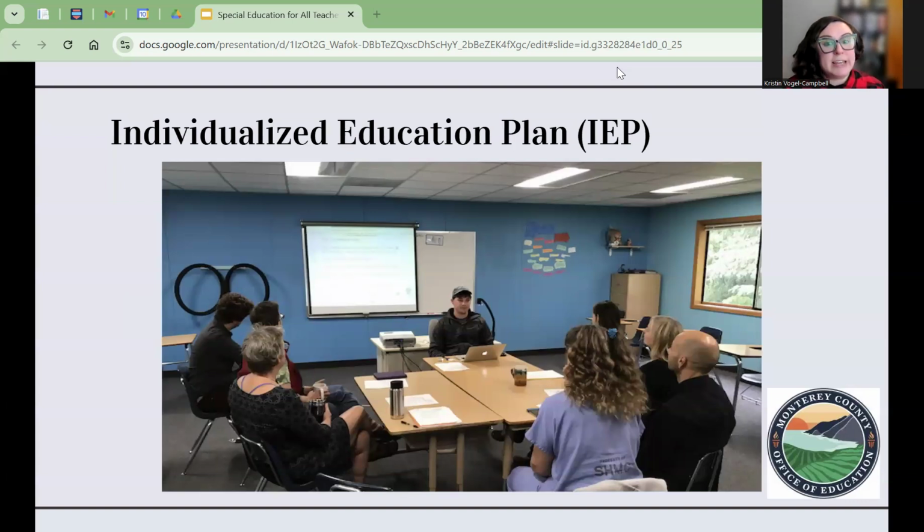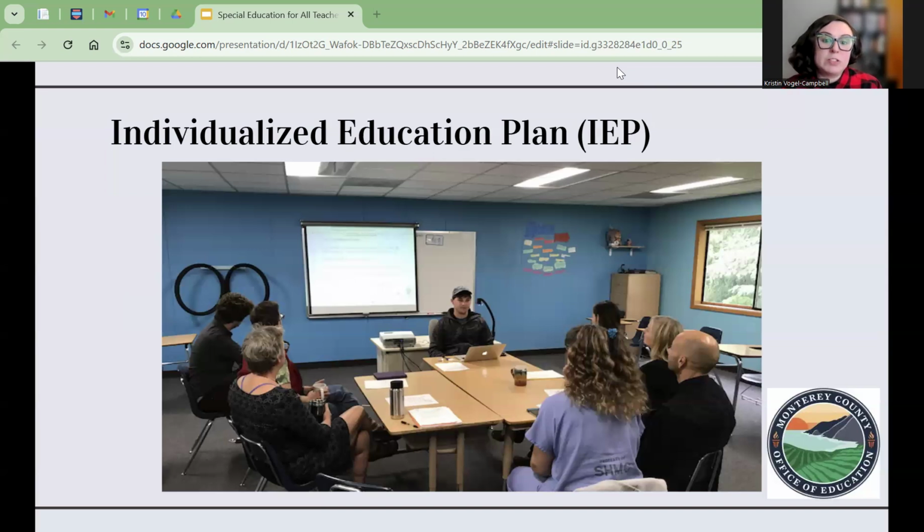Under the IDEA, an IEP must include information regarding a student's present levels of educational performance. It must include annual goals and benchmarking objectives. It must include services and supplementary aids to be received, and a detailed explanation of times where a student is not participating in general education and why.